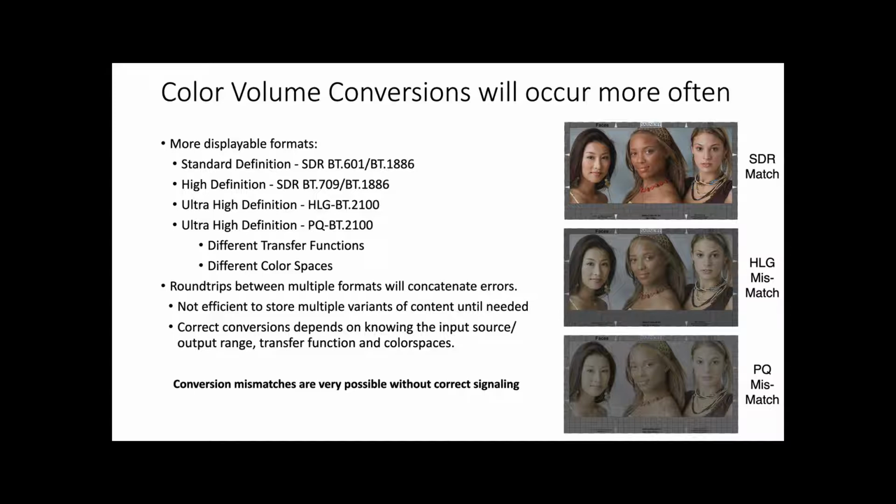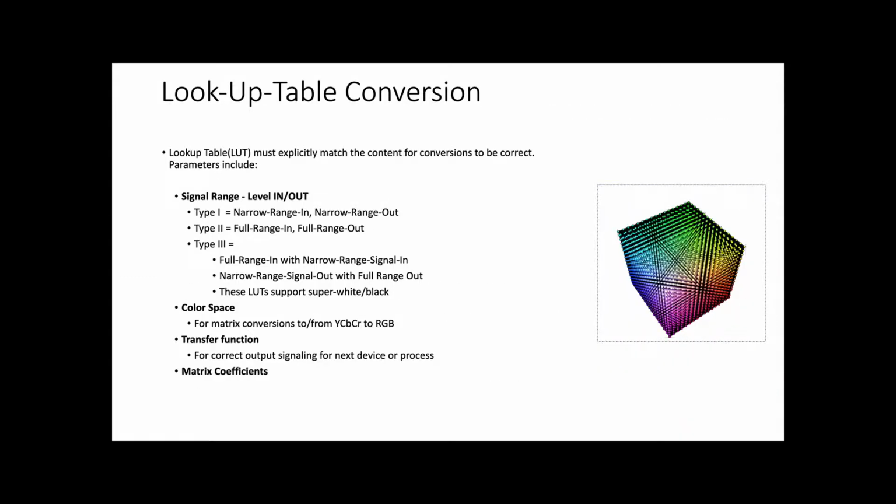But with correct signaling, the correct conversion and viewing choices can be automated or at the very least made more consistent because the operator will know exactly what format the video is. LUT conversions are typically used to convert from one video format to another. Ultimately, they will be able to make automated choices if correct signaling is included and once the transform headers are more standardized.